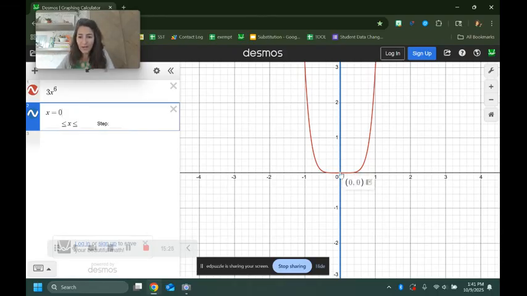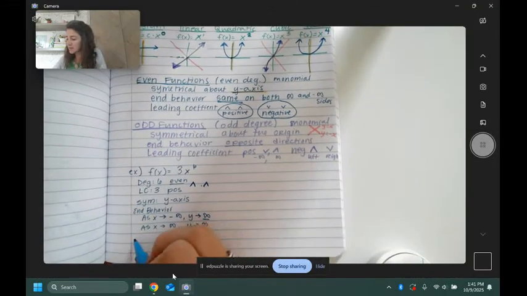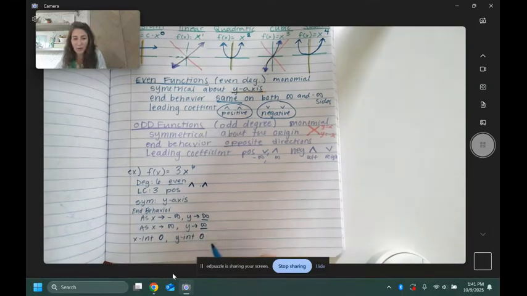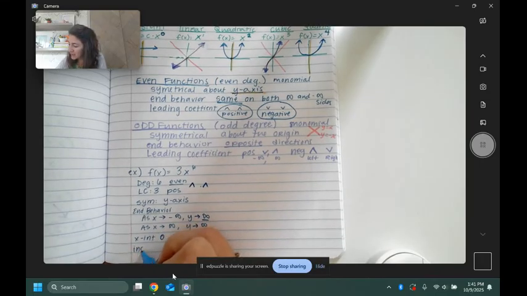And where is the x and y intercept? So the x-intercept is at the point 0, 0. The y-intercept is at the point 0, 0. When is it increasing and when is it decreasing?